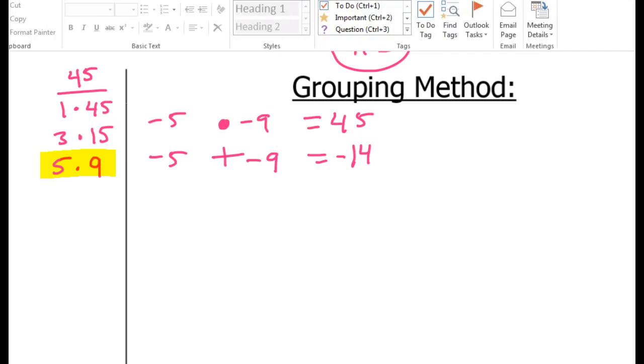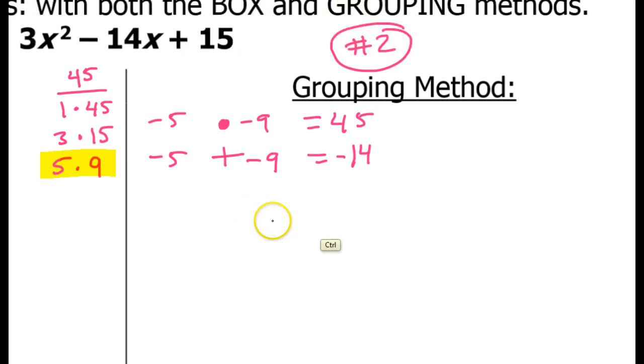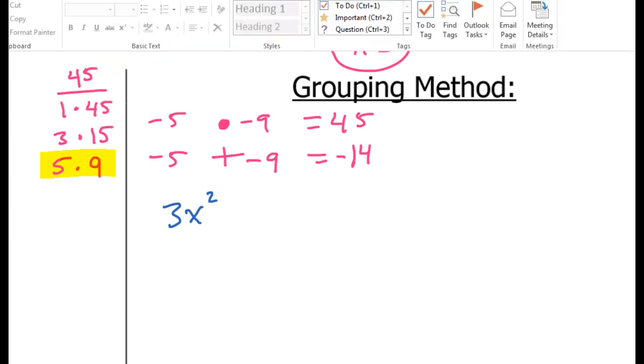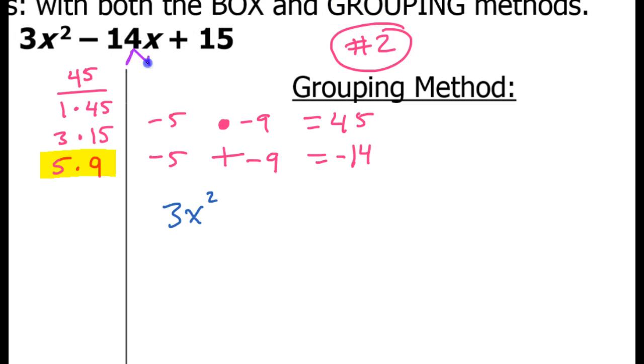All right, but now here's where it changes. Instead of drawing a box, we do something different. We're going to rewrite this trinomial. We will start by just bringing down the 3x squared. It's the second term where all the magic happens. Okay, so this middle term is going to be split up into 2 parts. And we're going to use the 2 numbers that we just found. So we're going to have negative 5x and negative 9x. Okay, so we're splitting negative 14x into negative 5x and negative 9x. All right, and then we will continue on and just bring down the plus 15.